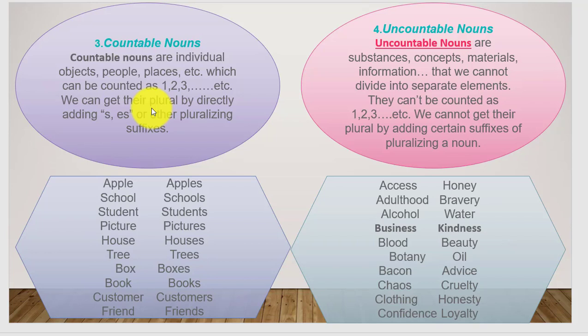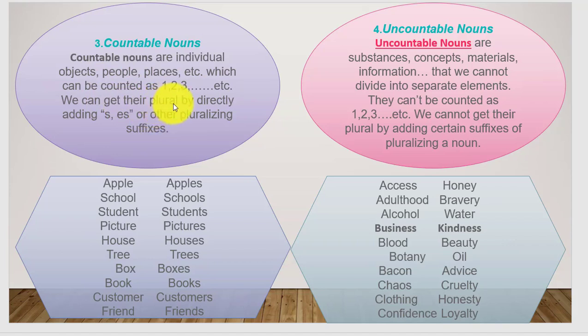Uncountable nouns are usually substances, concepts, materials, information, whereas countable nouns are usually objects, people, places. Let us see the definition. Countable nouns are individual objects, which means they can be individualized. They can be counted as 1, 2, 3, 4, 5, 6. They are people, individual people, places, etc., which can be counted as 1, 2, 3.